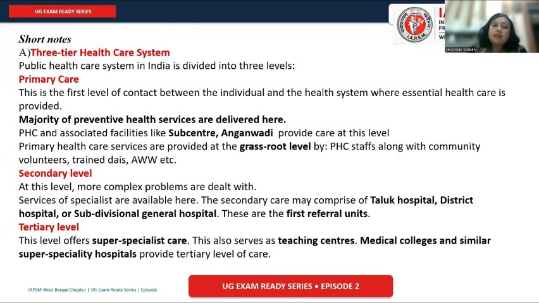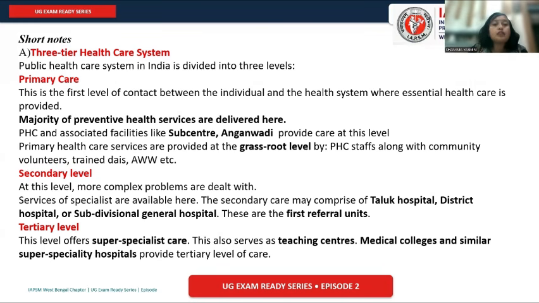The second level is health facilities that can deal with more complex problems. They are the taluk hospitals, district hospitals, subdivisional general hospitals, and the first referral units. The first referral unit we know is a place where there is a provision for blood transfusion. We have an anesthetist, we have a gynecologist, and minimum surgery facilities are available.